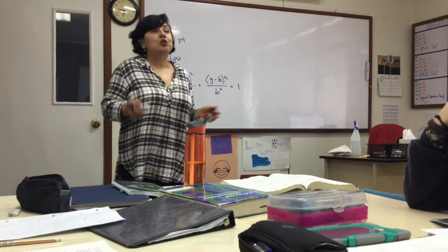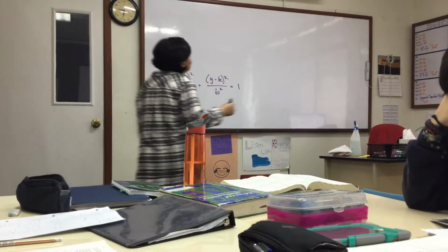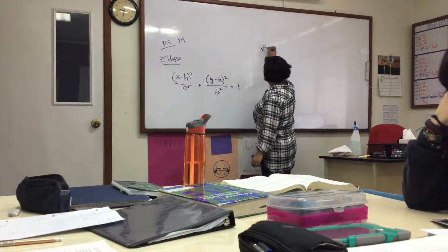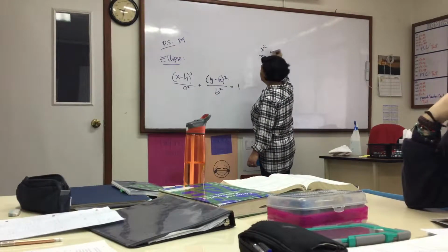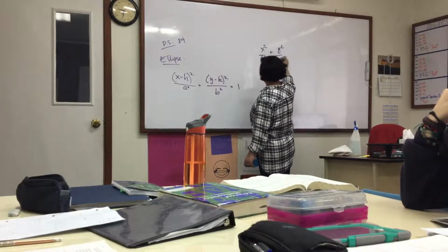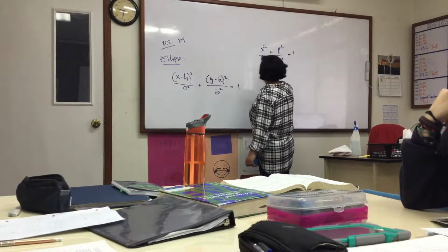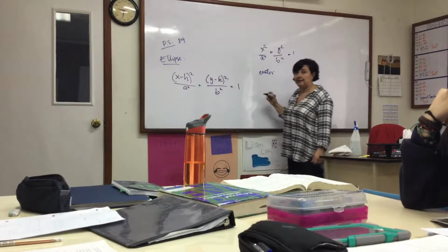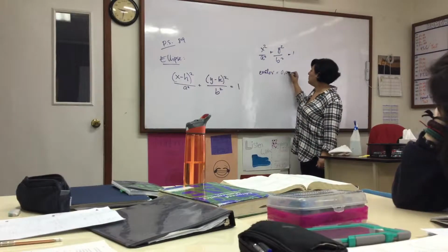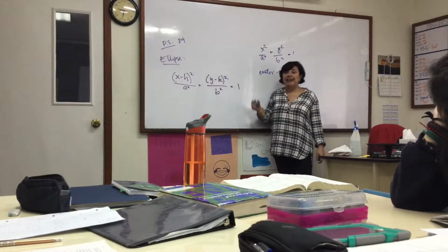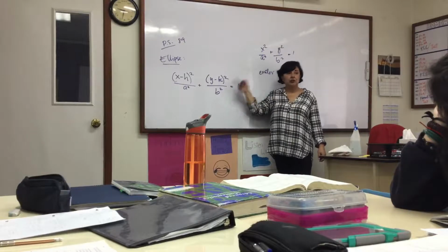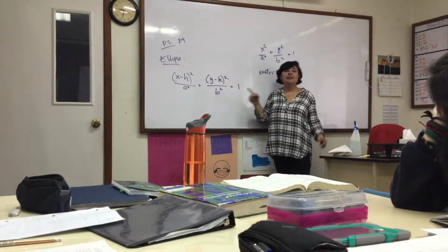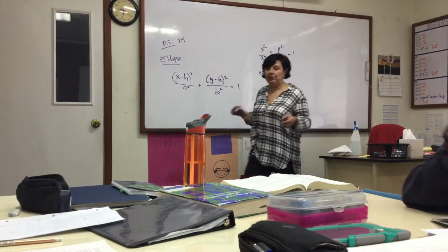Now, so far, you had it this way. X squared over A squared plus Y squared over B squared equals 1, because the center has been at 0, 0, right? Right now, they're finally going to give you ellipses that are not centered at 0, okay?